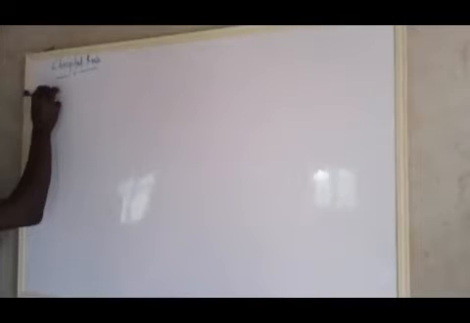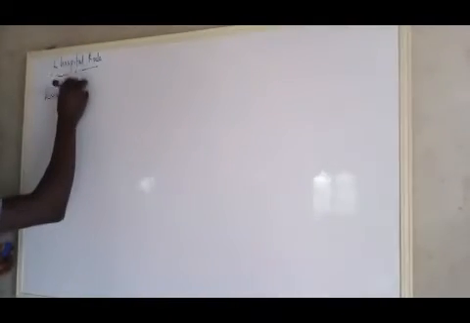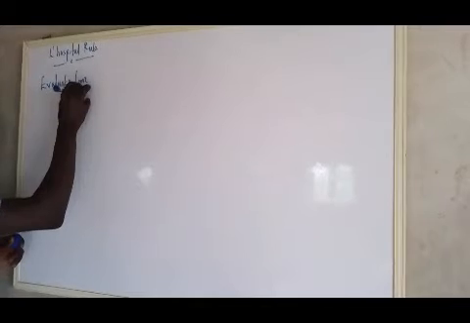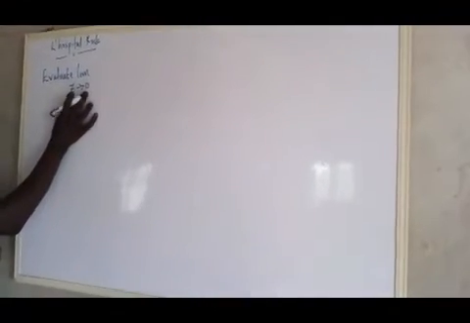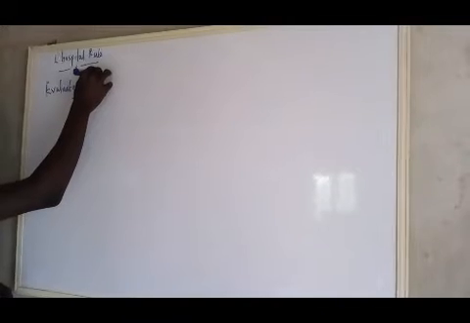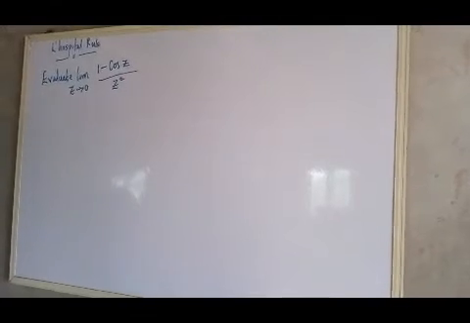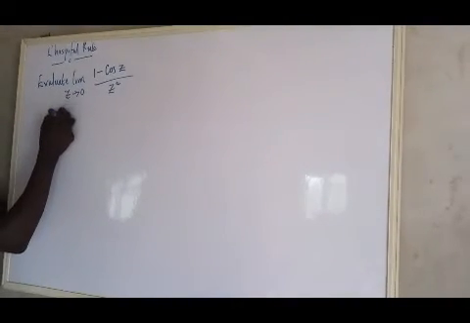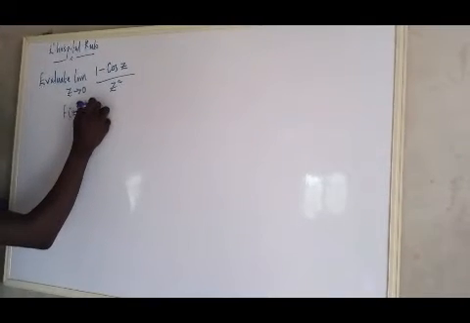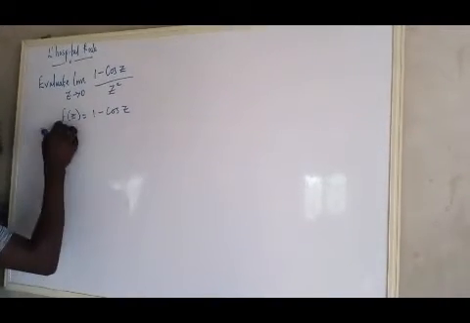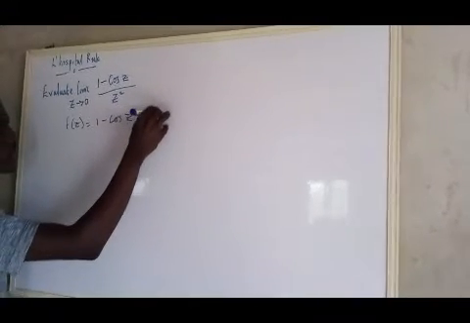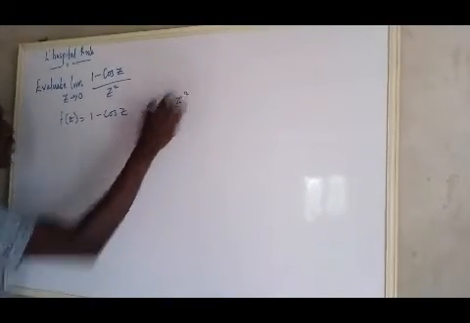All right, so let's move to the second example. So example 2 now. Let's say we want to evaluate the limit as z tends to 0 of 1 minus cos z over z squared. Now look at this example. The first thing you do is your f of z is equal to 1 minus cos z, and your g of z is equal to z squared. Are you getting what I'm saying?